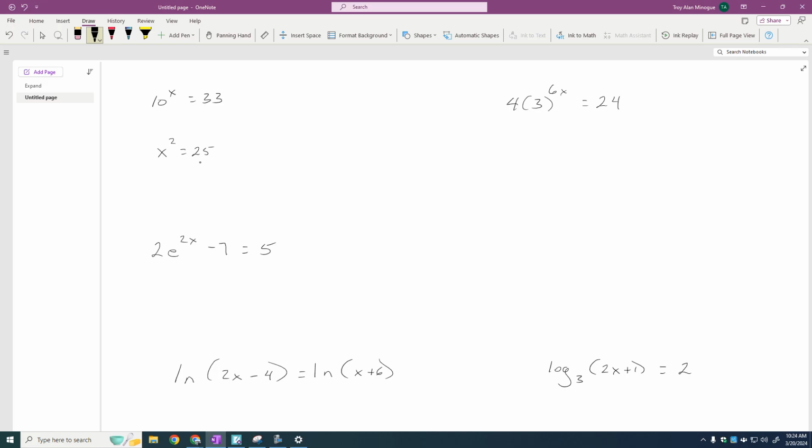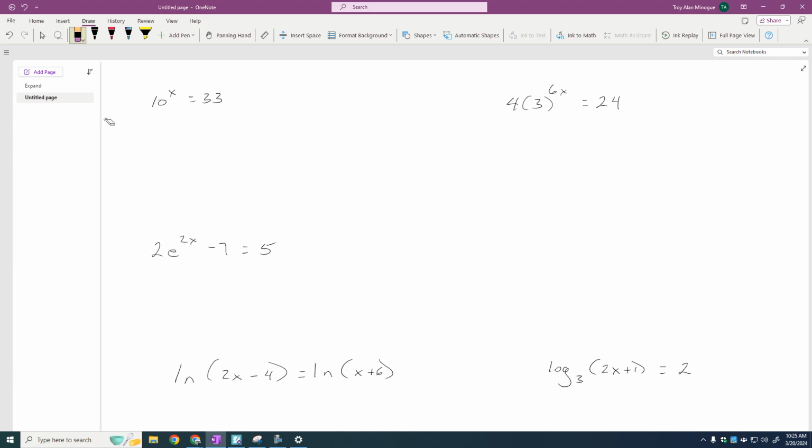Why would I do that? Because a square and a square root are inverses of each other. The one undoes the other. So if I square root this side and I square root this side, the square and the square root are going to cancel, and I get plain old x. That's what I want. I want to know what x equals.